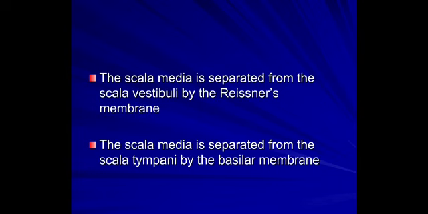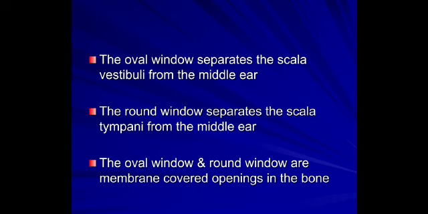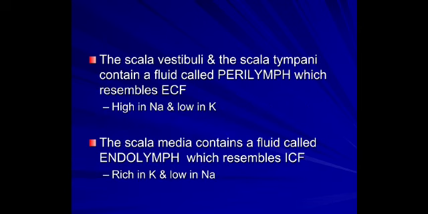The scala media is separated from the scala vestibuli by Reissner's membrane, whereas the scala media is separated from the scala tympani by the basilar membrane. The oval window separates the scala vestibuli from the middle ear. The round window separates the scala tympani from the middle ear. As you all know, the oval window and round window are membrane covered openings in the bone.